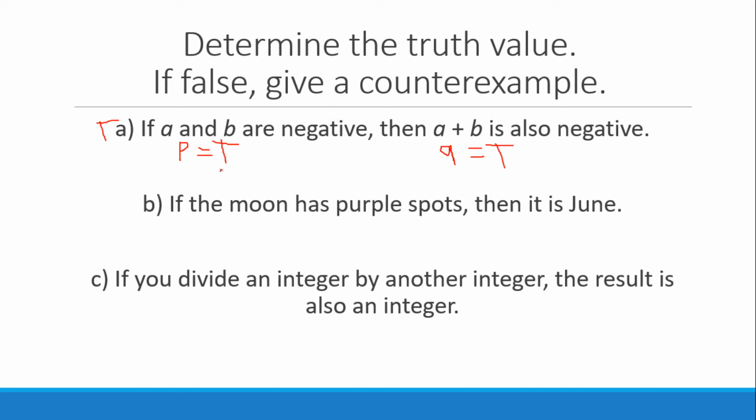If this is false, right here, if A and B are positive, then this doesn't actually matter. The truth value of this wouldn't matter. So we can kind of ignore this right here. Okay, the moon has purple spots. Well, that is going to be a big old false. Then it is June. Does this even matter? No. So if our premise is false, it doesn't matter about our conclusion. The statement is going to be a true statement.